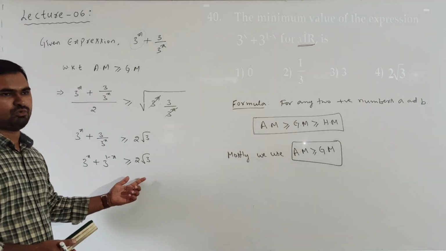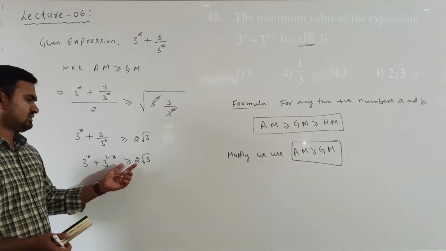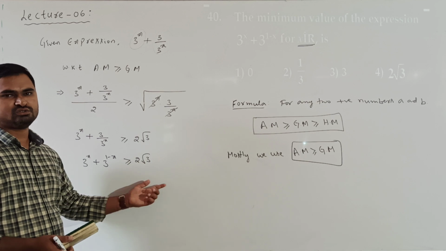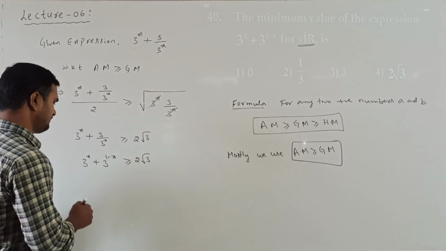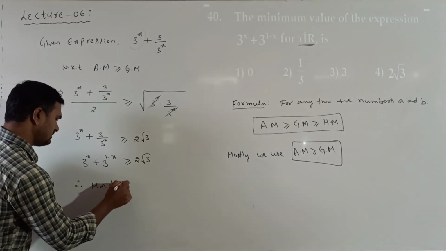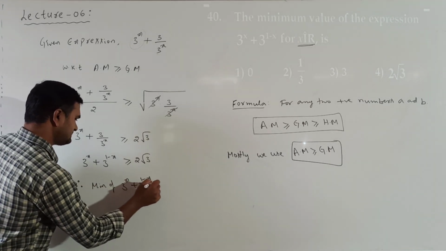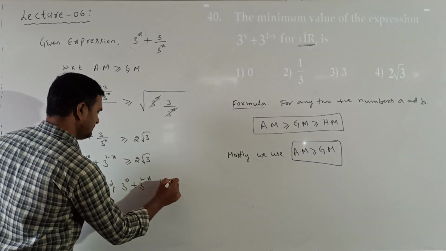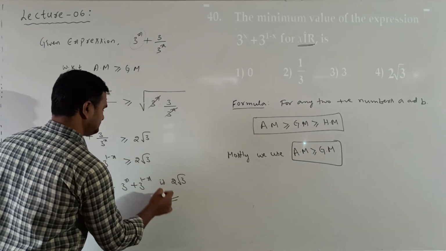2 root 3 or more. So this value is 2 root 3 or more, which means 2 root 3 will be the minimum value. So therefore the minimum of 3 power x plus 3 power 1 minus x is, so the minimum value will be 2 root 3.